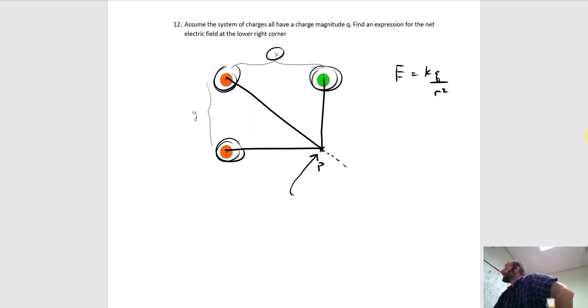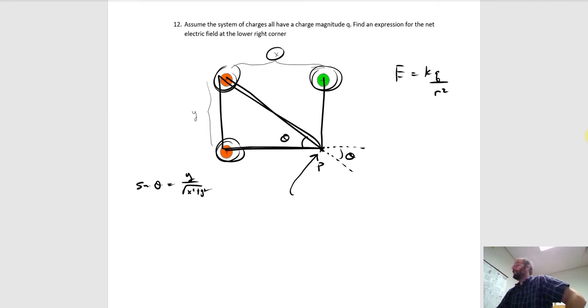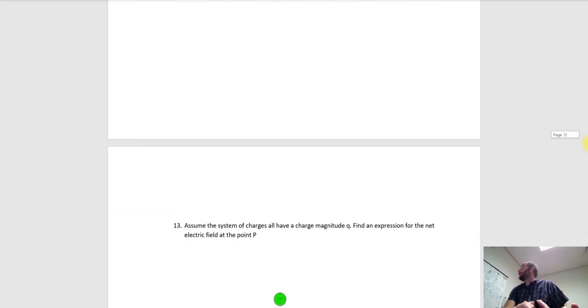And if I extend this line like this, here is an angle that's going to show up, and it's the same as this angle right there. Anytime you need a sine theta, you can put y over square root x squared plus y squared. I'm getting that from this triangle right there. And anywhere you need a cosine theta, you can put x over square root x squared plus y squared. So that should be enough to get you through number 12. Hopefully, if you're having trouble, get my attention and I'll help you out with it.